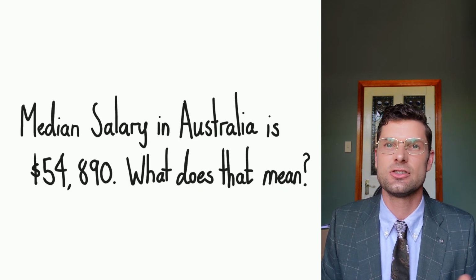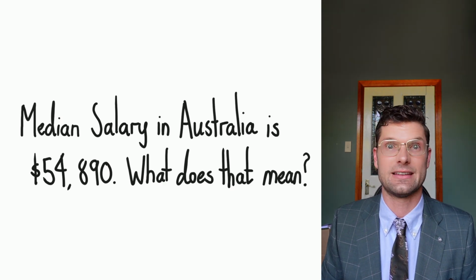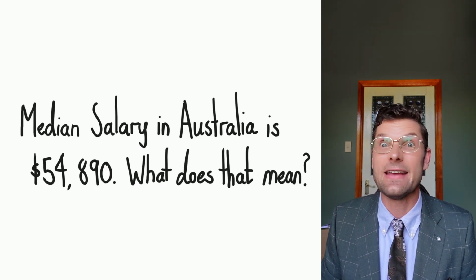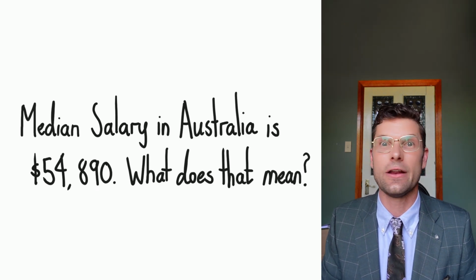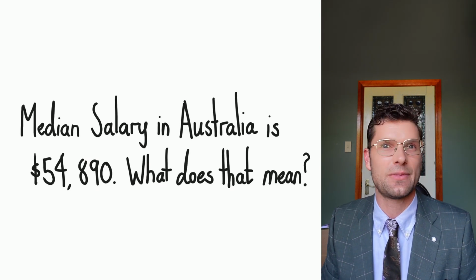Based off the census in 2022, the median Australian salary is $54,890. But what does this actually mean? Does that mean that most people are walking around earning 55 grand every year and they've just got that in their pocket? Or is there something different happening?